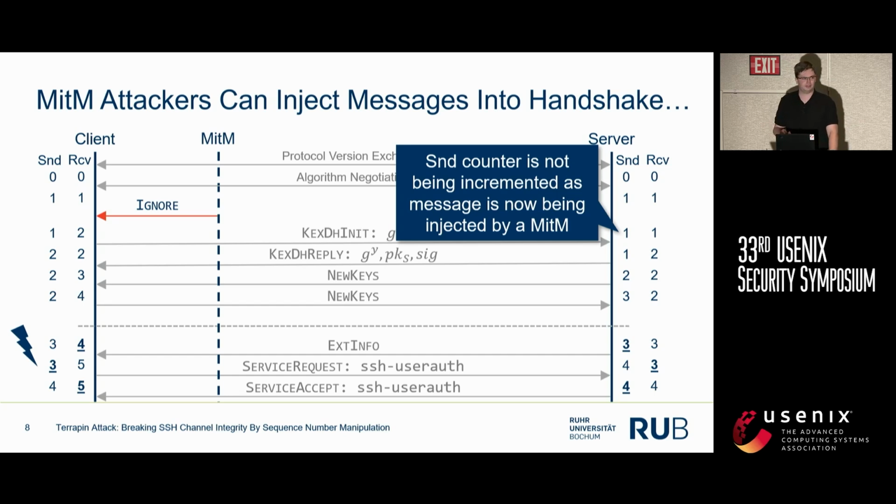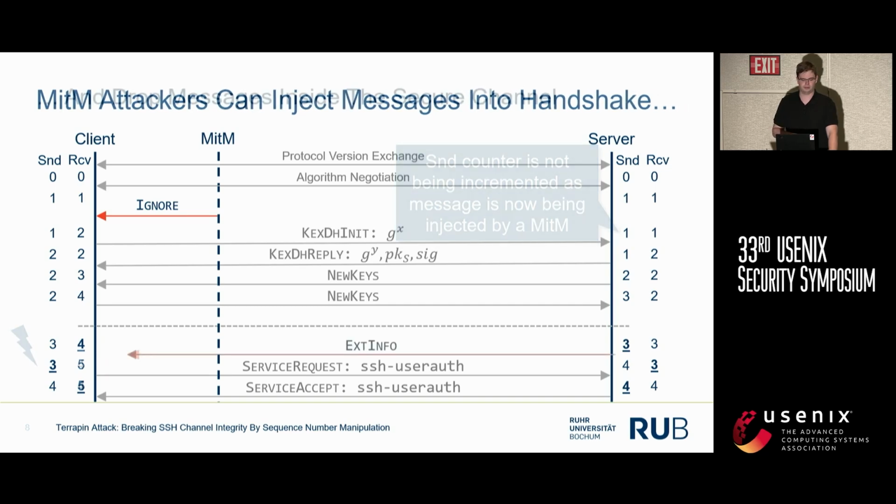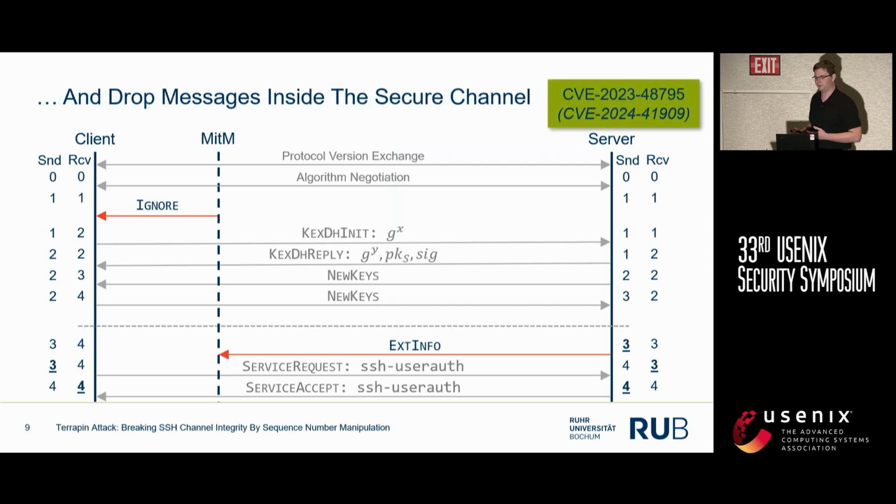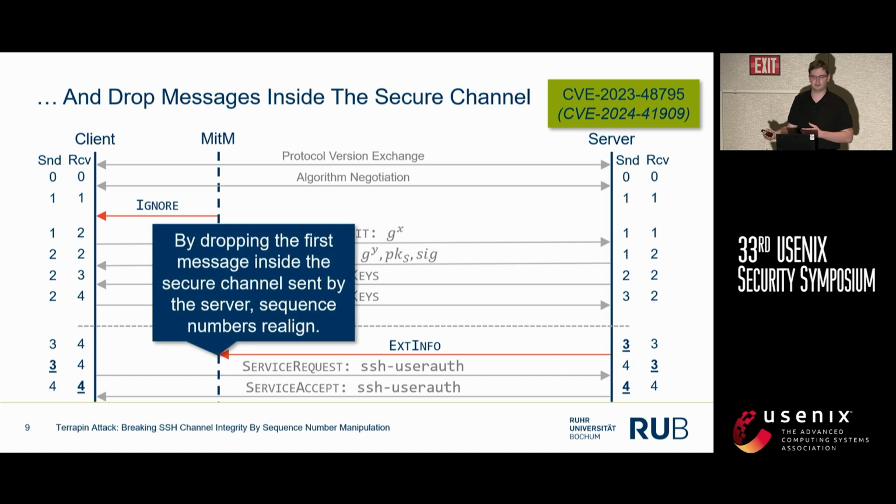Now, the man-in-the-middle attacker can rather simply fix this by dropping the message that caused this problem in the first place. So simply dropping the message here causes the sequence numbers to realign. As you can see, the next message that is sent by the server, the service accept message, is now being sent under the same sequence number and verified under the same sequence number as before.